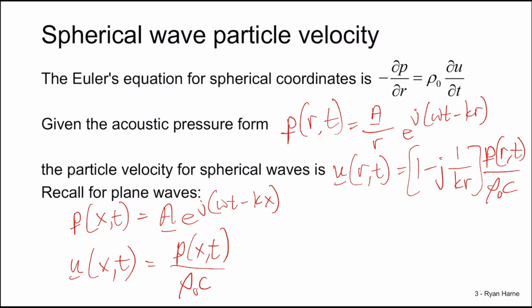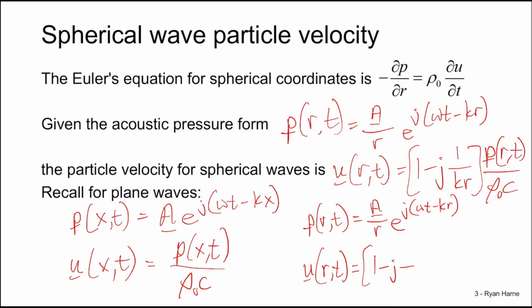Now for spherical waves, what we have here is p as a function of r and t is complex amplitude A on r, e to the j(omega t minus kr). Whereas for u, we have u as a function of r and t is 1 minus j on 1 on kr multiplied by the complex acoustic pressure of r and t divided by rho naught c. So what we see here when we compare spherical harmonic waves against plane harmonic waves is that the particle velocity is no longer in phase with acoustic pressure.